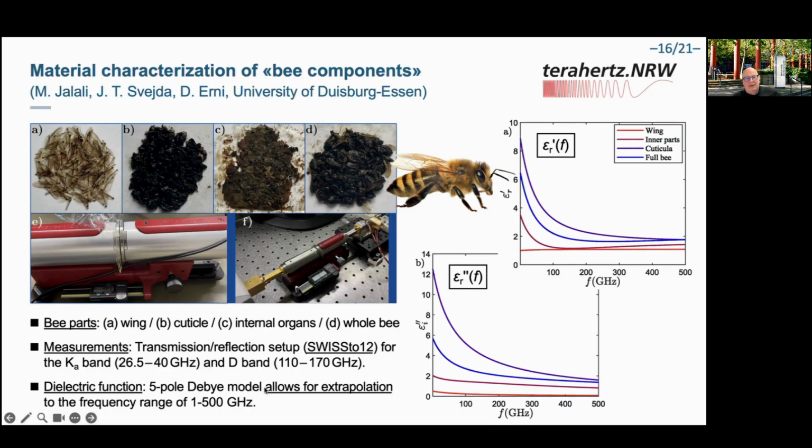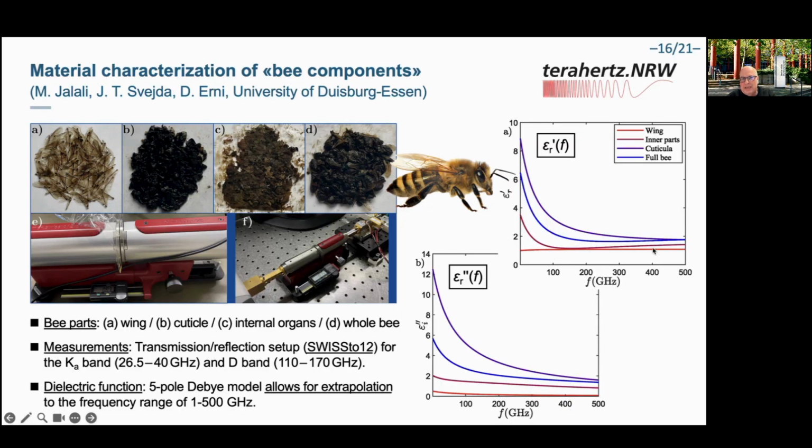But this model allows us to extrapolate the dielectric functions up to frequencies of 500 gigahertz. What I show here are the dielectric functions, namely the complex permittivity as a function of the frequency, the real part here and the imaginary part below. Just to point out, these curves correspond to the different bee components.